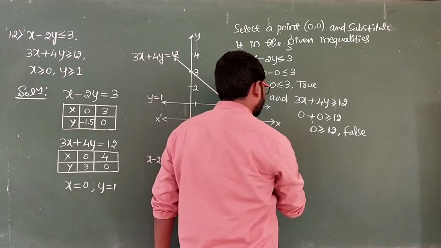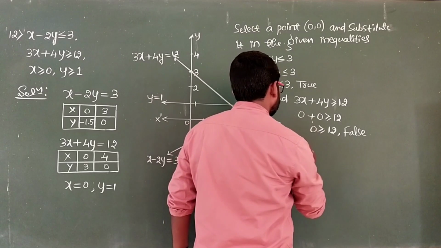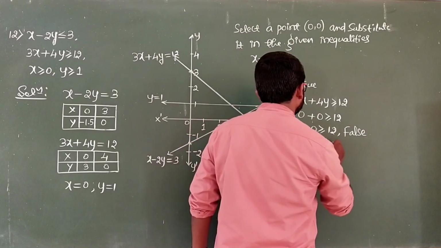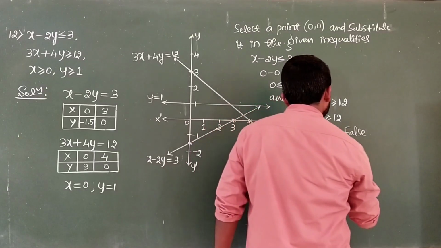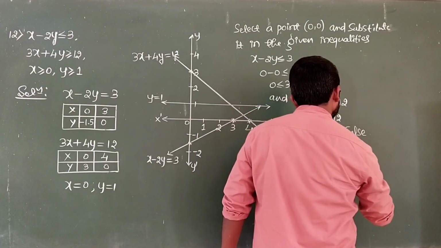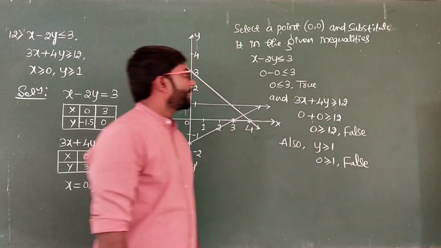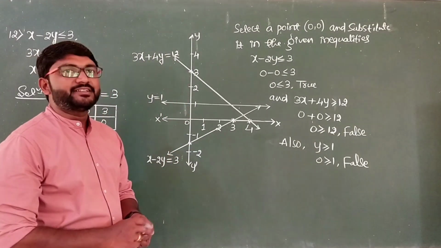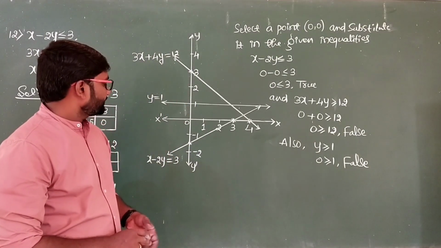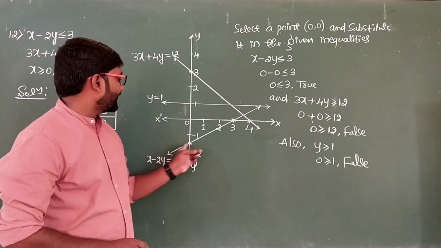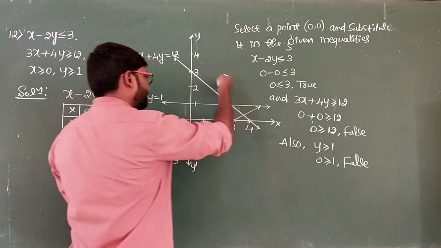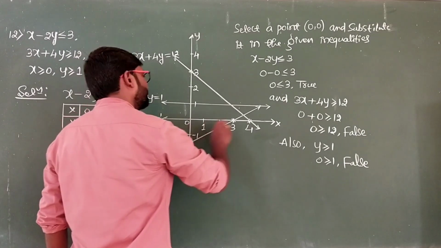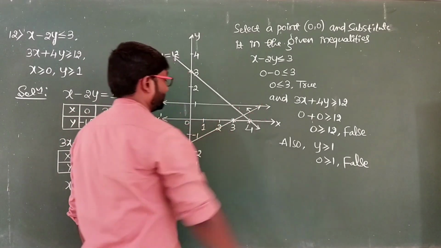Also y greater than or equal to 1, that means 0 greater than or equal to 1, which is false. So only for the first case it is true, x minus 2y, it is this line. For this line it is true, which means we have to shade the region towards the origin.